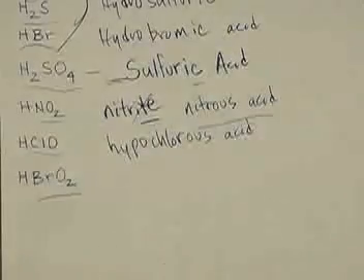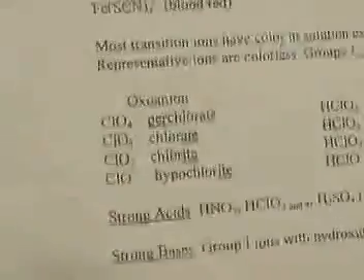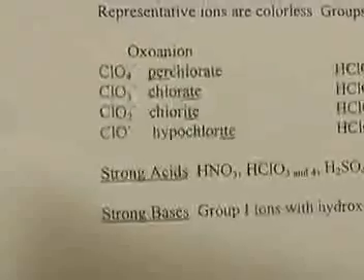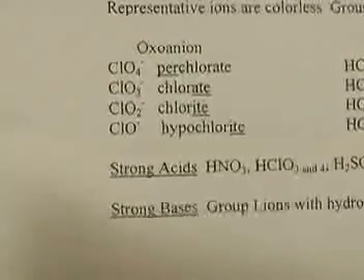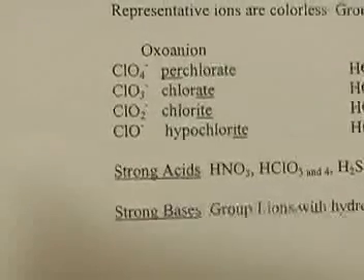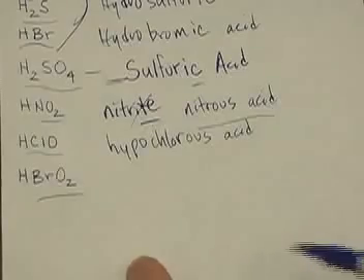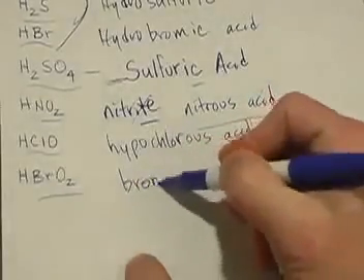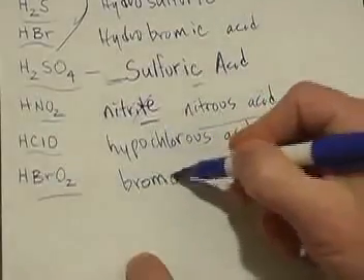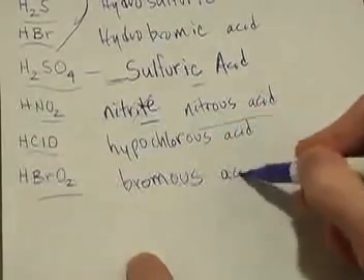HBrO2, now I might not know what BrO2 is, but if I look at this schematic right here, notice what happened to the chlorines. Okay, ClO was hypochlorite, ClO2 was chlorite, so now you could just replace bromine with the chlorine. So BrO2 wouldn't be called chlorite, it'd be called bromite. Oh, bromite. Well, let's see. So I call it bromite, righteous. Okay, so I change it to us, bromous acid.